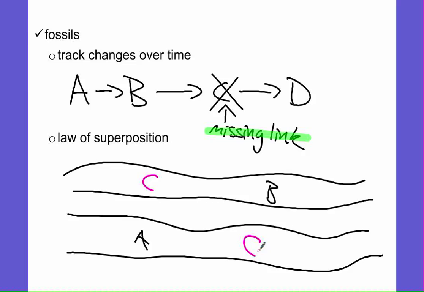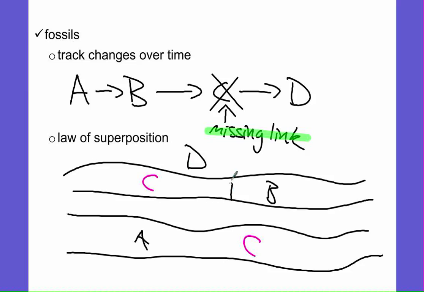But we're going to use some basic assumptions. A is probably older than B because it's lower down than B is. Now, if you saw C the way that it is, you wouldn't know if it's the oldest or the youngest or what. Right? You might assume that D is the youngest because D is up here and it's still alive.